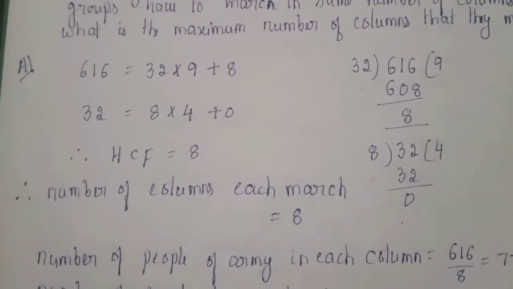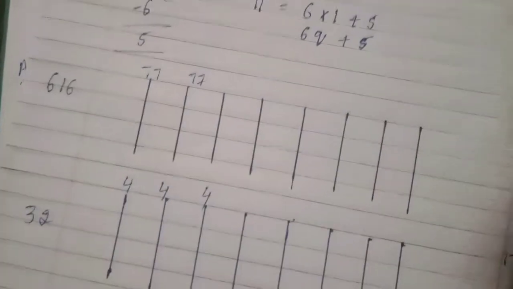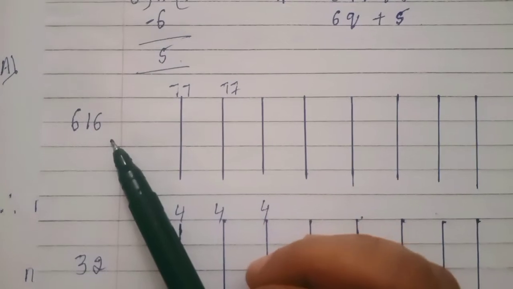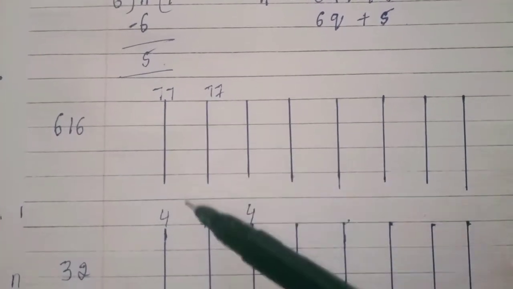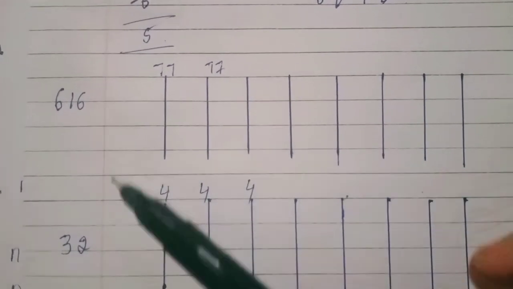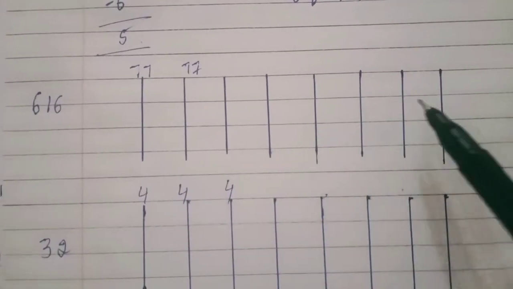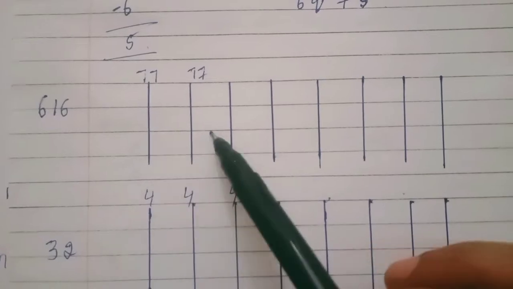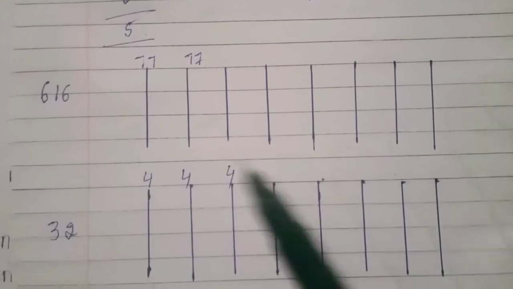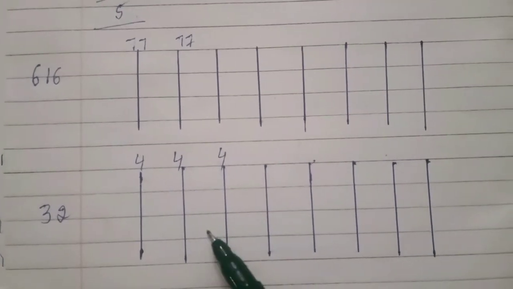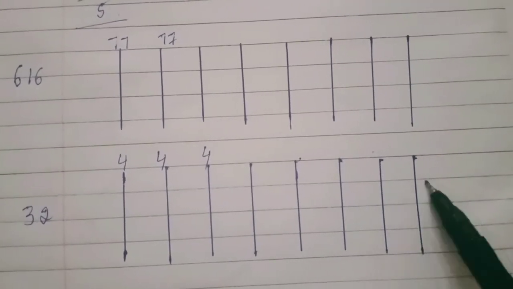To understand the concept, let me explain with this small diagram. Here you can see there are 616 members marching. Now I got the HCF of 616 and 32 as 8. So you can see I have drawn 8 columns here. The army people will march in 8 columns, and behind them there are 32 band people. They are also marching in 8 columns.